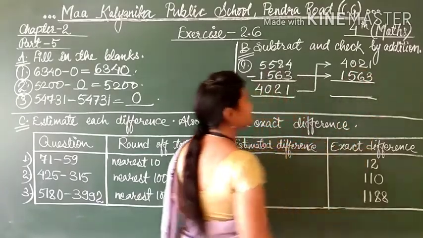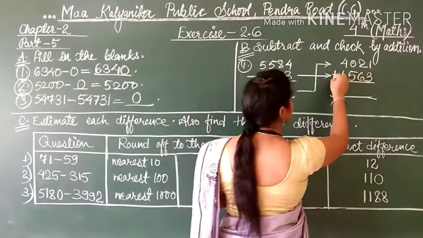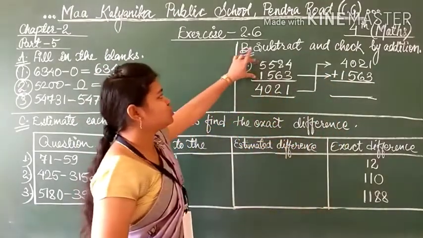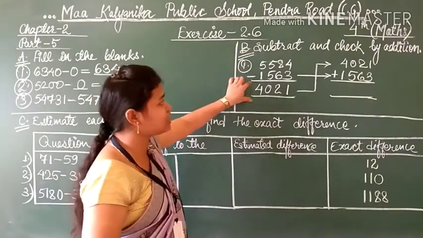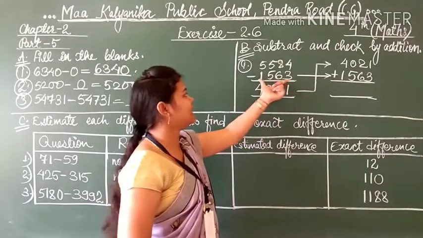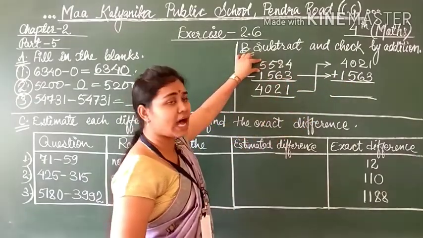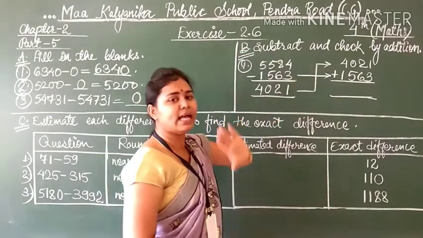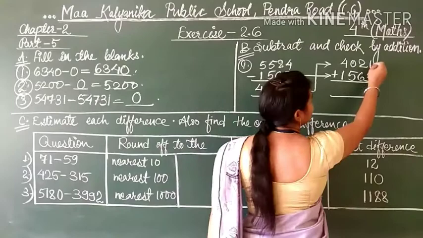So students, after writing this, the question is checked by addition. You have to add this number. Clear to you? So two numbers are given. The answer you have received after subtraction, that answer you have to write first, and the second number you have to write in the same place. So this answer you should get here. Then your subtraction will be correct. So see now.